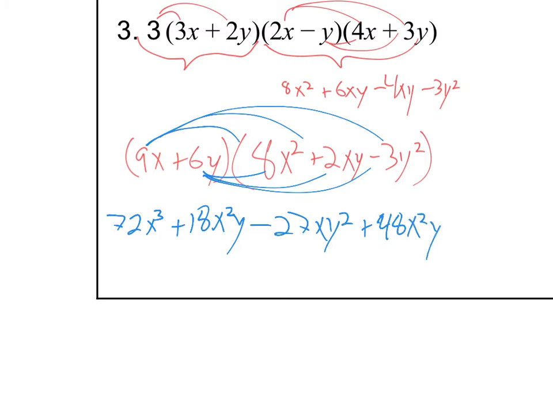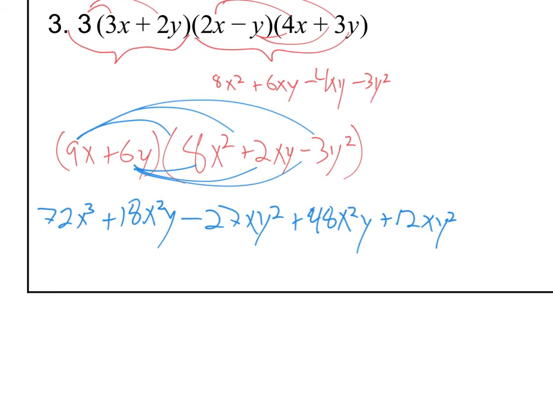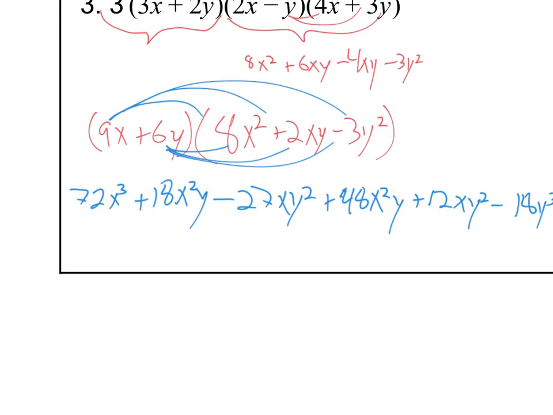6 times 2 is 12. Let me clean that up a bit. 12xy squared minus 18y to the third. Icky. All right, let's look for like terms here.